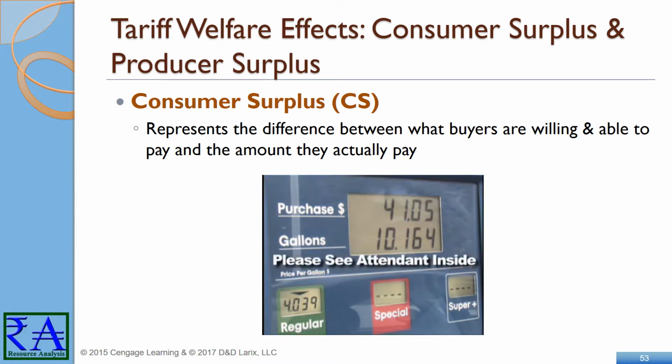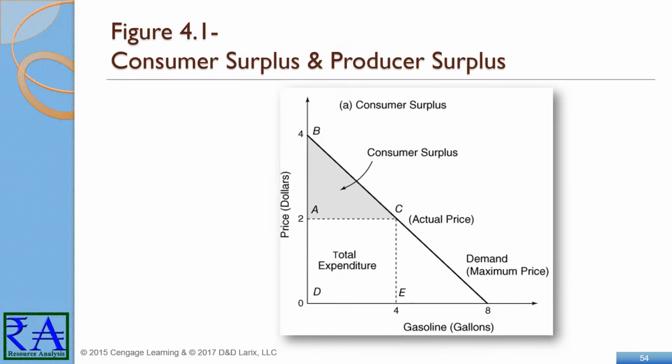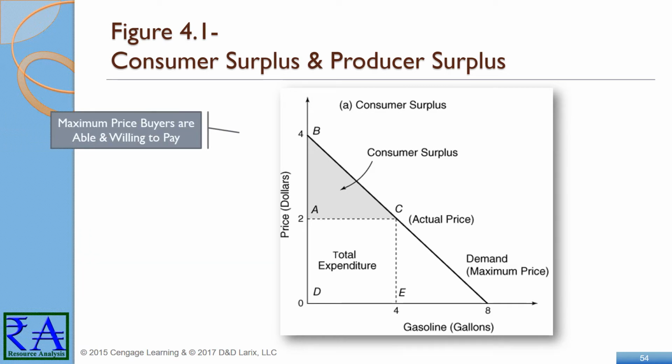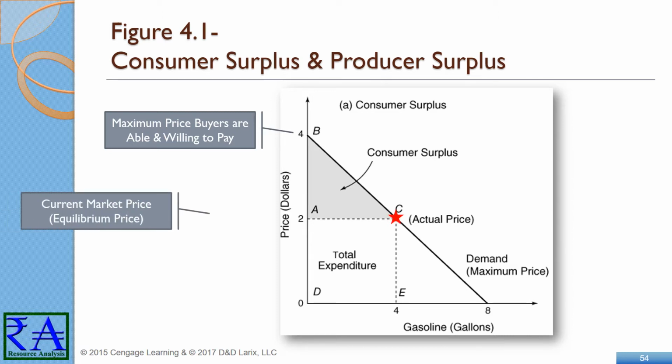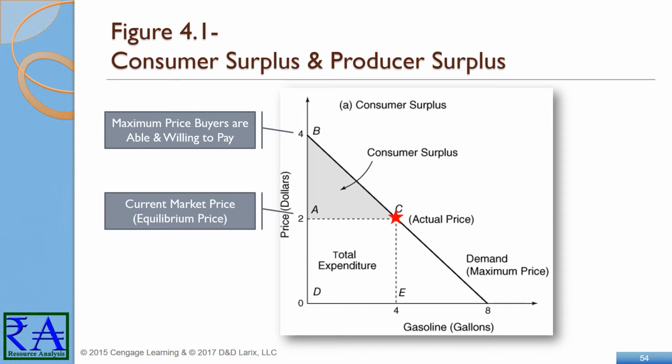We can expand that to a group of buyers. We take a look at this scenario to see the maximum price consumers as a group are able and willing to pay, $4 per gallon, and the current equilibrium price being offered in the market is $2. The consumer pays $8 and gets 4 gallons. The consumer was willing to pay as much as $4 per gallon, but their demand would have been moderated because of the price difference.